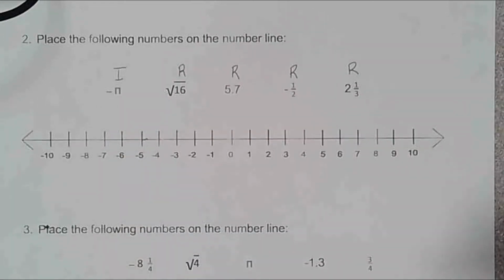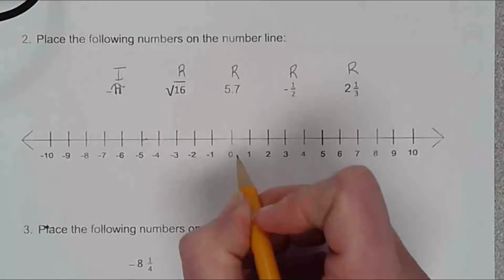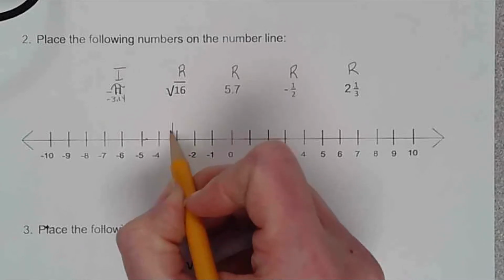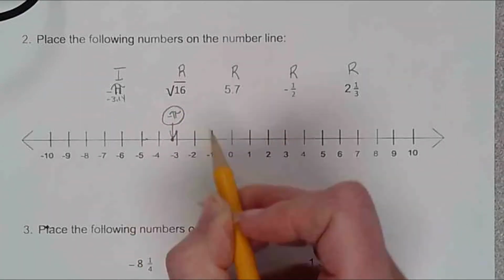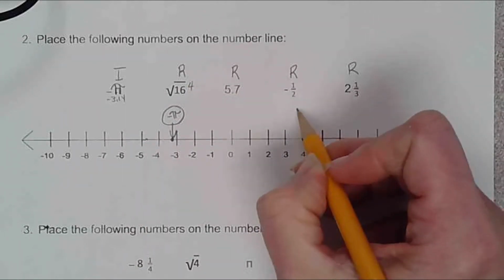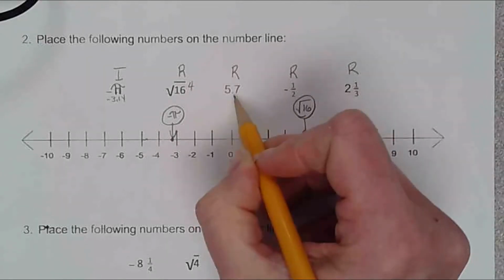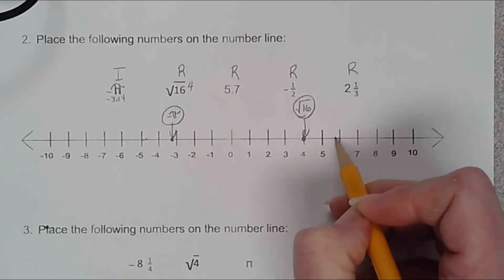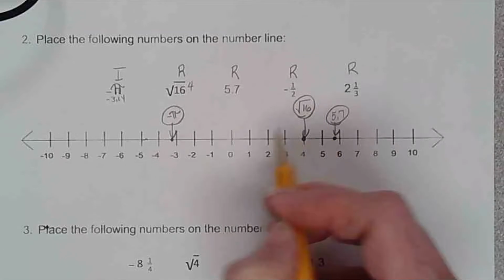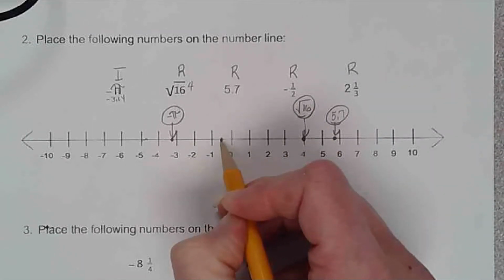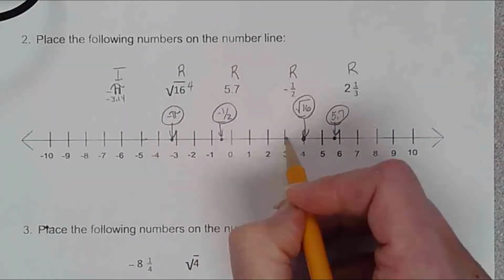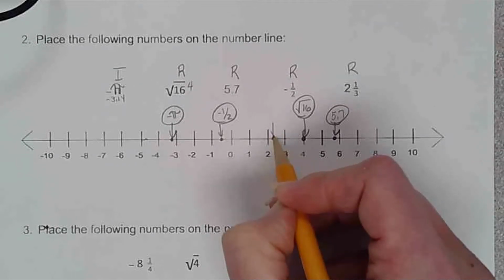So I'm going to place negative pi, which is -3.14, so -3.14 is about right there, so negative pi. Square root of 16 is really 4, so that would be right here, square root of 16. My rational number 5.7 is right about there. -1/2, start at my 0, about halfway. -1/2. My next rational number is 2 1/3, which would be about right there.